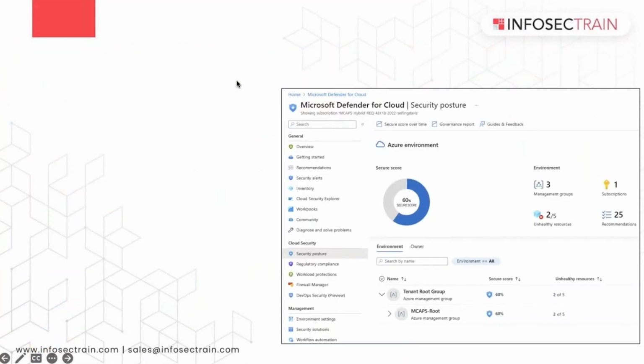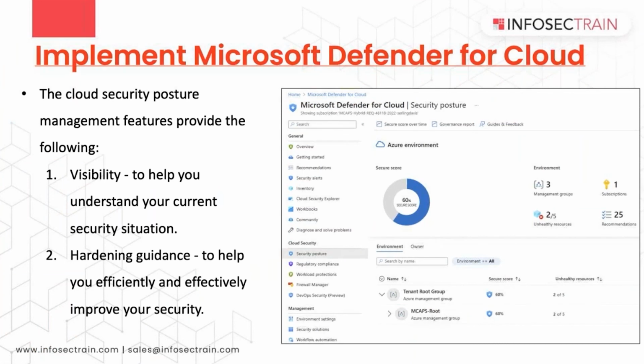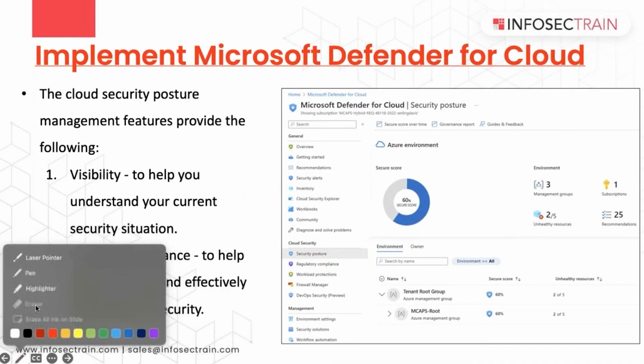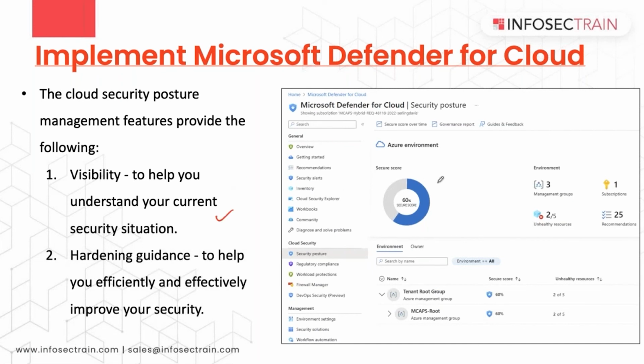So when we are talking about Defender for Cloud, the cloud security posture management feature provides the following. First, visibility, to help you understand your current security situation, like telling you your security score. Second, it gives you hardening guidance. It helps you efficiently and effectively improve your security. So these two features it is going to give us.